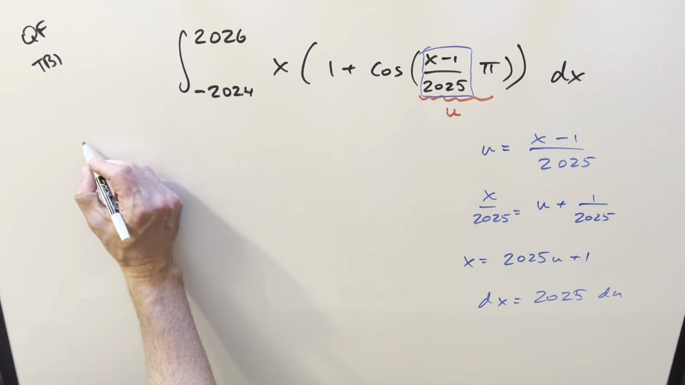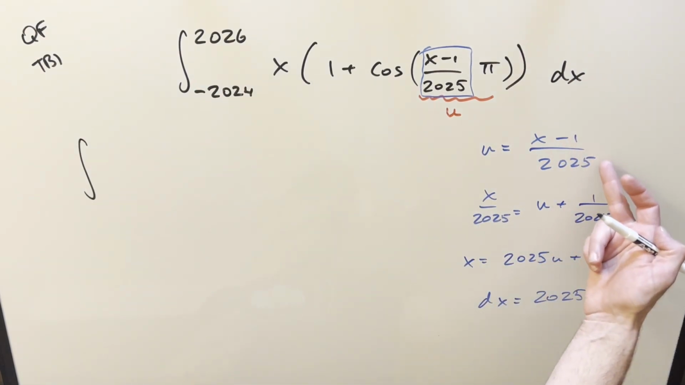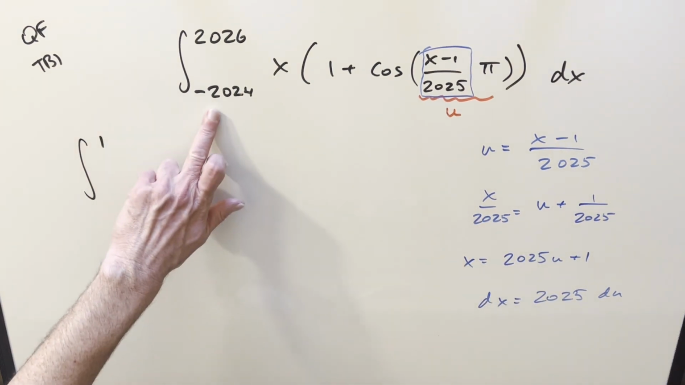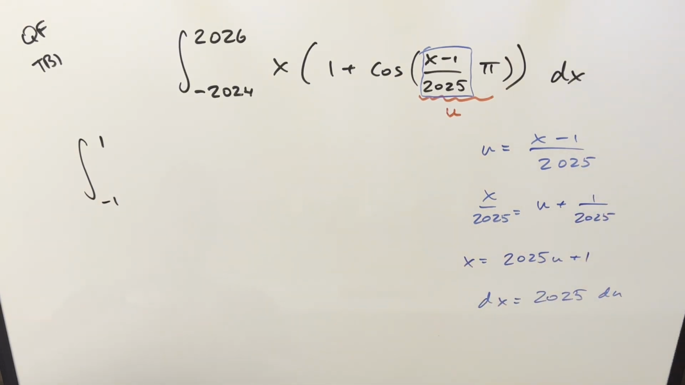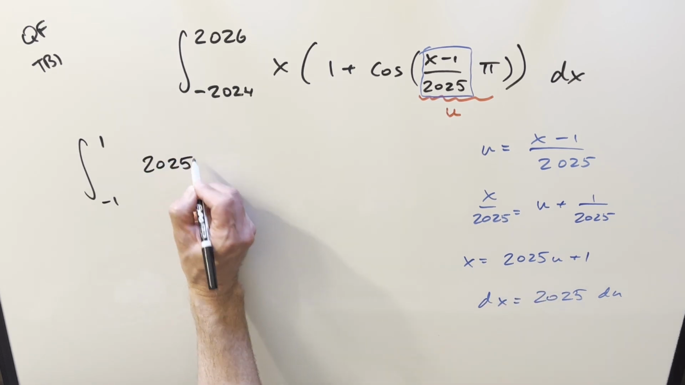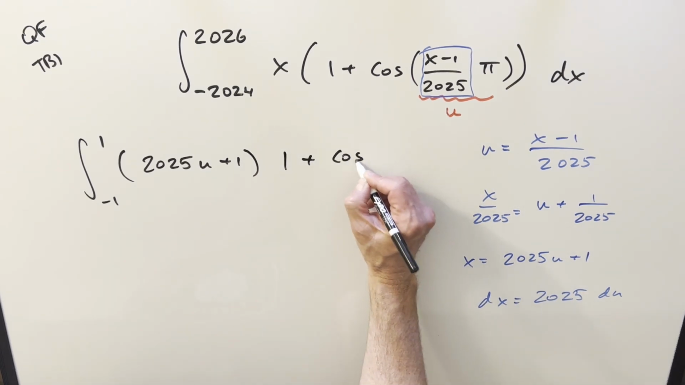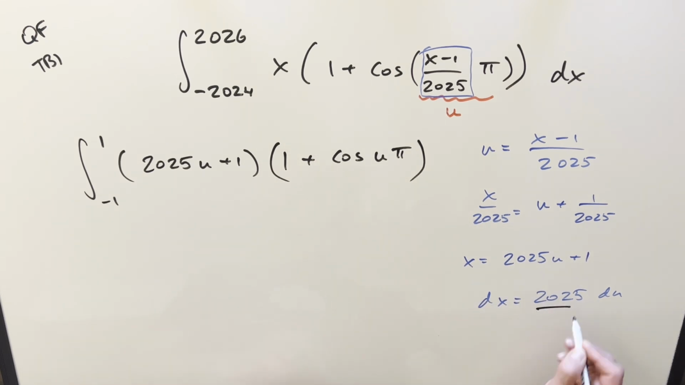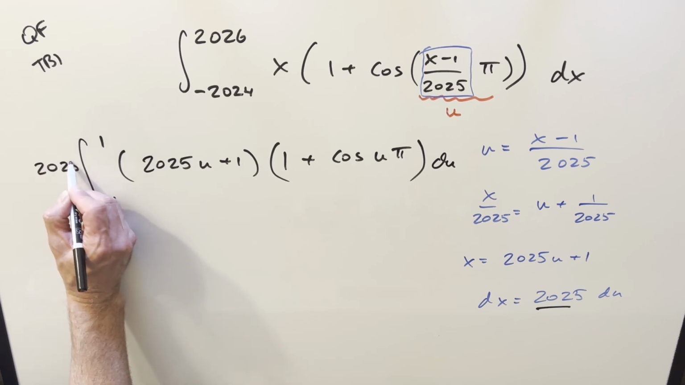So now I'll go ahead and substitute. First, updating the bounds, plug 2026 in here. That's going to become 2025 over 2025, or just 1. Plug in minus 2024, we get minus 2025 over 2025, which is minus 1. So that's pretty nice. Plugging in for our x value, we're going to have all this stuff here, 2025 u plus 1. Then here, this is going to clean up the cosine part, so it's going to become just cosine of u pi. Then for our dx, the constant we'll bring up front, we're going to have du, and then we'll bring the 2025 right here.